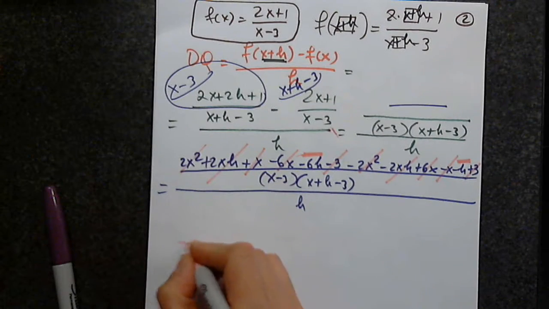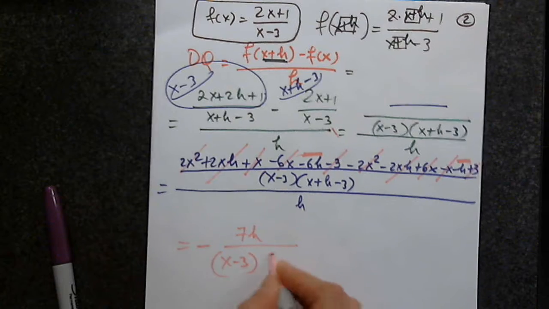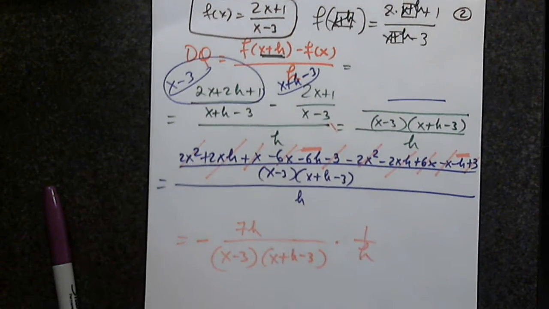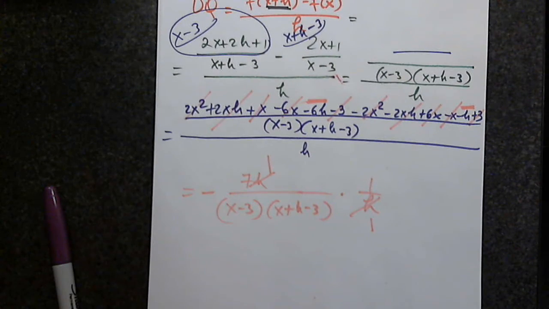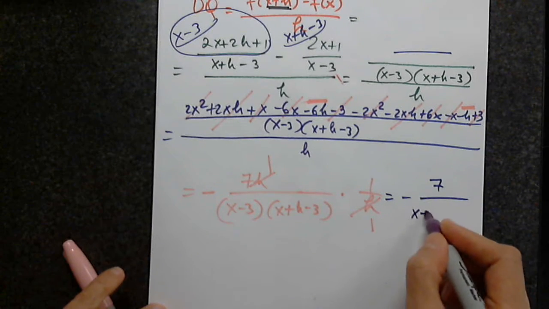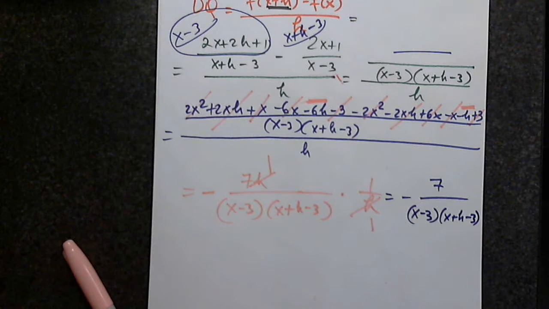I combine them, I get negative 7h divided by x minus 3, x plus h minus 3, and I flip in the 1 over h. I simplify. This is the second thing that must happen, and the simplified form is negative 7 over x minus 3, x plus h minus 3. Try to get into a habit. It's not a bad habit. It's not mandatory. It's not required. But try to get into the habit of putting the smaller factor in front of the bigger factor. It doesn't matter really.